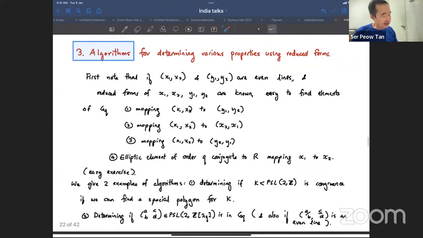Okay, so this is based on some fairly simple exercises. If I know x1 and x2 is an even line and y1 and y2 is an even line, and I know the reduced forms, then I can find the element in GQ which maps this even line to this even line. Because the definition of the reduced form basically tells you how to find the element, how to find the matrix. Then of course I can also map this to this with the reverse orientation, and I can map this to this with the reverse orientation as well.